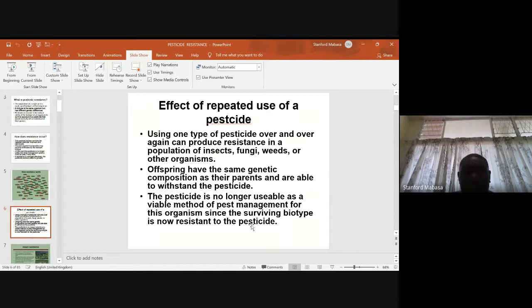Now, let us look at the effect of repeated use of a pesticide. Using one type of pesticide over and over again can produce resistance in a population of insects, fungi, weeds, and other organisms. The offspring have the same genetic composition as their parents and are able to withstand the pesticide. So the pesticide is no longer usable as a viable method of pest management for this organism, since the surviving biotype is now resistant to the pesticide.